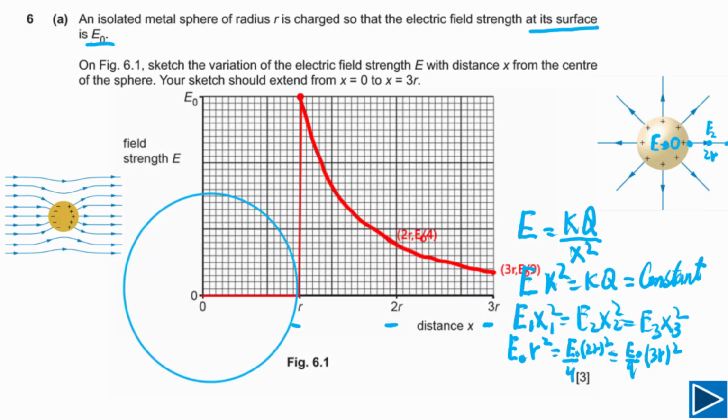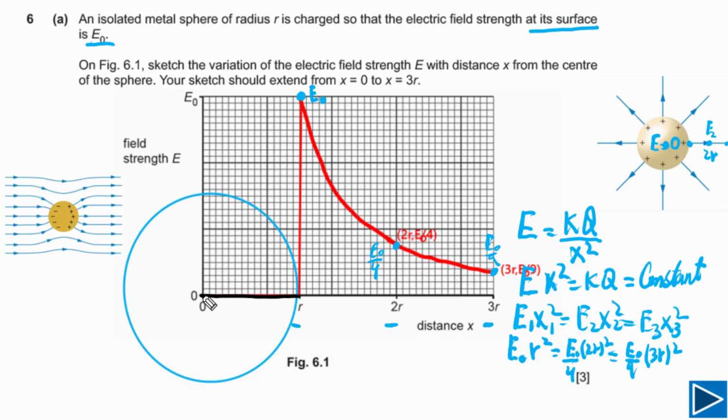So these are the points we need to understand to draw the electric field outside of the metal sphere. Let me show you how to sketch. You can see here at distance r, the electric field is E naught. At a distance of 2r, the electric field is E naught by 4, meaning 1/4 of the electric field at the surface. And at a distance of 3r, the electric field is E naught by 9, and then we need to sketch this curve. This is what you need to do for the electric field outside of the metal sphere.